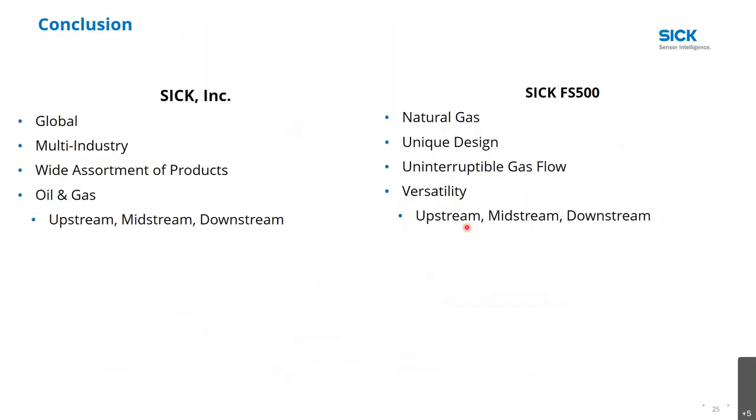So in conclusion, SICK is a global company, multi-industrial. We have a wide assortment of products, specifically to what we talked about today, the oil and gas. You can see we have a meter that will fit any application, whether it's upstream, midstream, or downstream. The 500 was originally designed mainly for the distribution market for natural gas. It has a very unique design where you can actually take out existing meters that you have and drop in a 500 meter. And of course, the way it's designed, it's uninterruptible gas flow and very versatile in all the different markets.